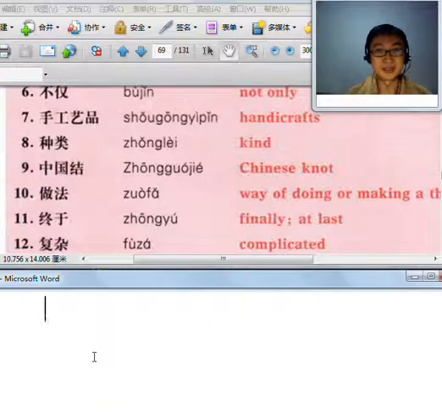下面第七个手工艺品 No, 手 is your hand right, your hand 工 is like 工作 is work 工作 and 艺 it means art, it's art 品 means stuff or things so 手工艺品 is like the stuff you made by your hand, but it's kind of arts. So it's handicrafts, 手工艺品.